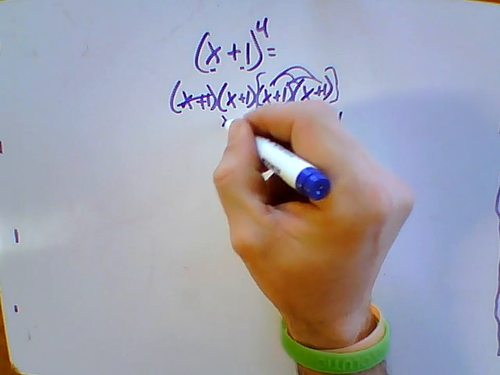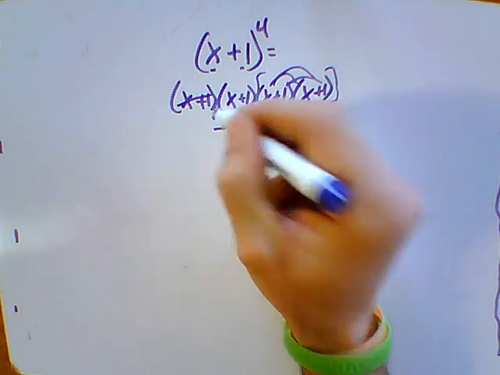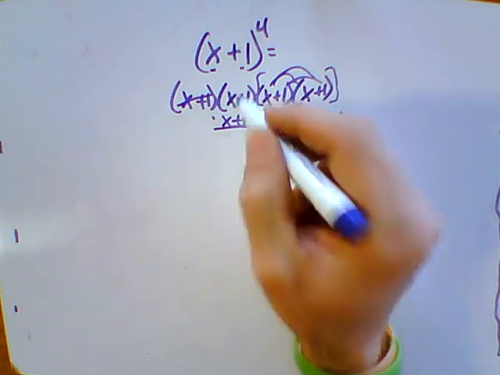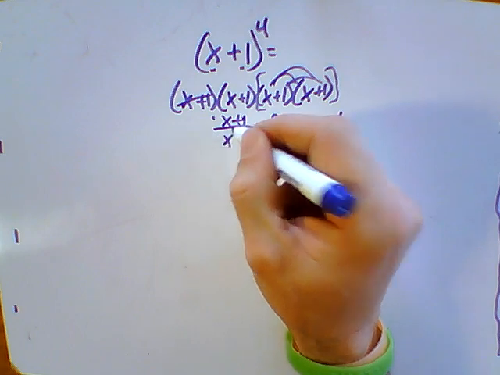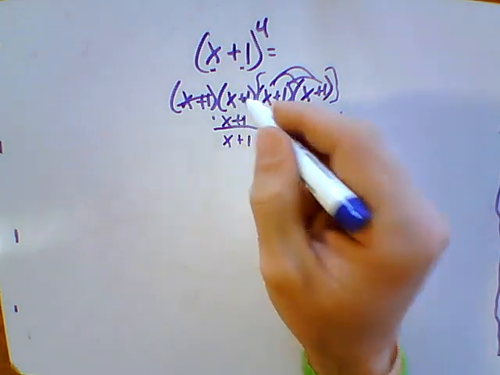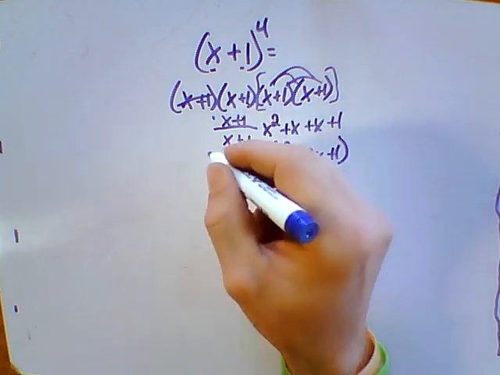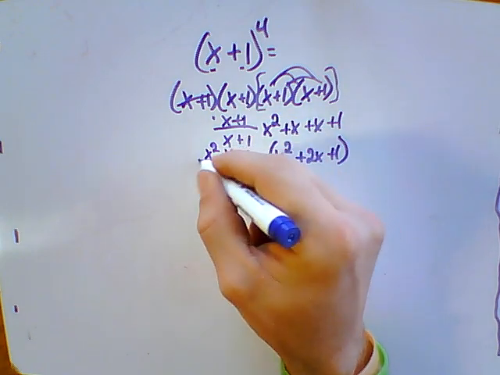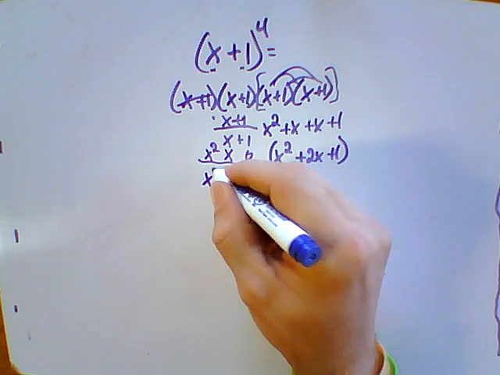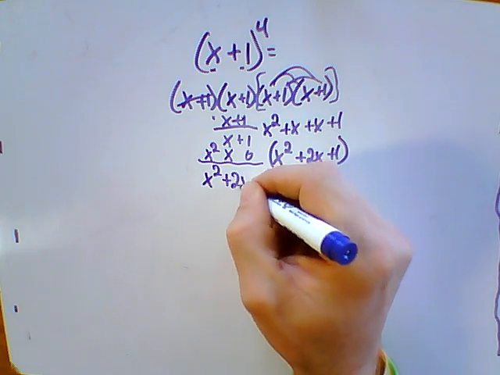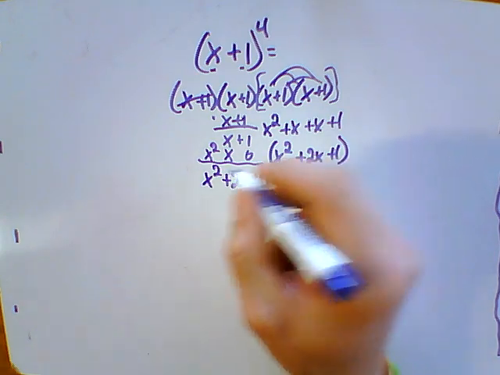This one I'm going to stack and multiply just so you can see it. Move him down here. Multiply 1 times 1 is 1. 1 times that is x. X times 1, put a 0. X times 1 is x, and x times x is x squared. Draw my line and add: x squared plus 2x plus 1.